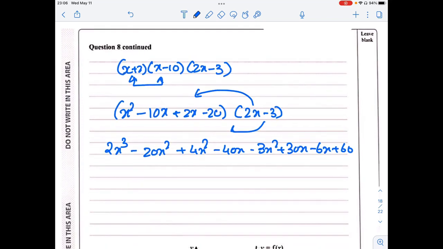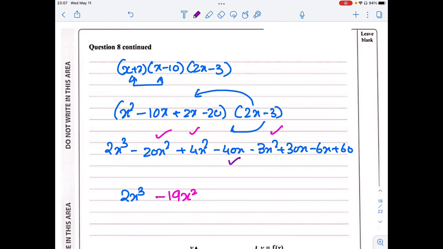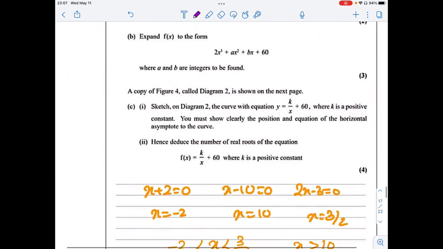When I simplify it out, 2x cubed, then I take minus 20 plus 4 is minus 16, minus 16 minus 3 is minus 19, minus 19x squared. Then minus 40 plus 30 is minus 10, minus 10 minus 6 is minus 16x plus 60. This is going to be the answer.